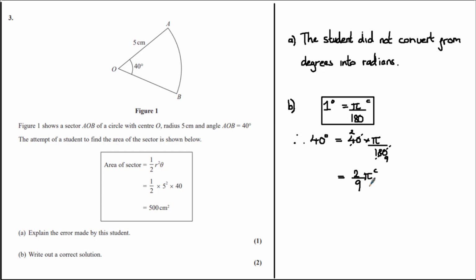So now we've converted 40 degrees into radians, we can substitute this value back into this formula to get that the area of the sector is equal to half times by the radius squared, 5 squared, times by 2 pi over 9. Here we see that the 2's cancel, and this leaves us with 25 pi over 9 centimeters squared, which you can leave in this form or provide the decimal equivalent answer.